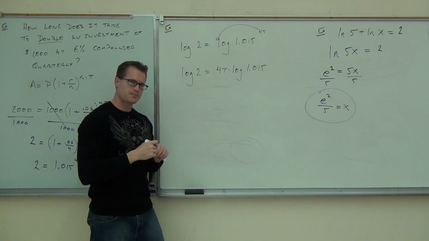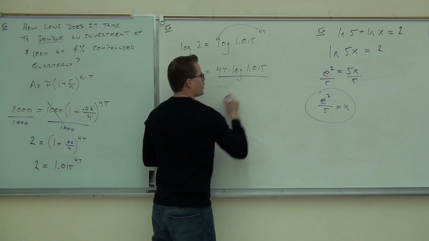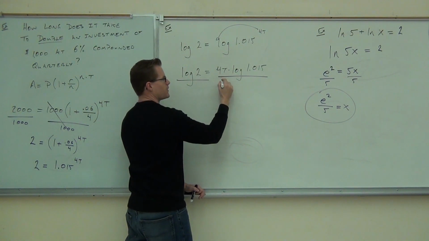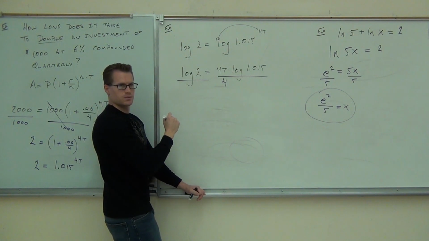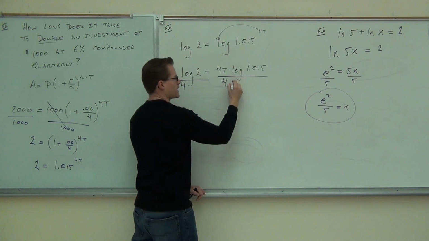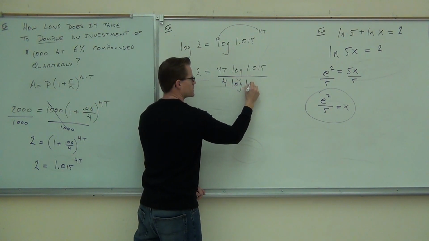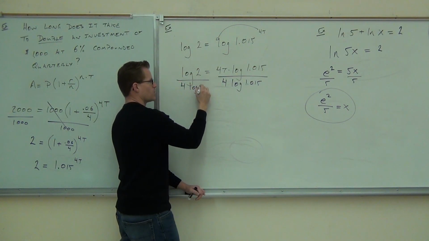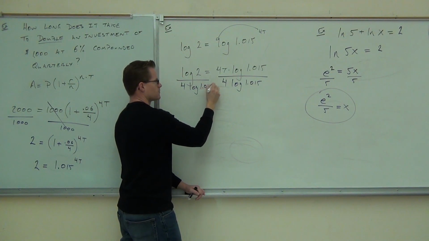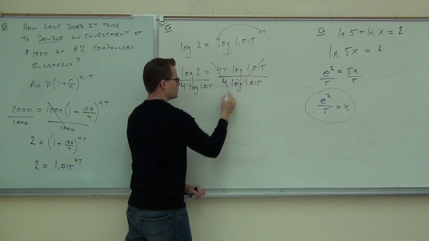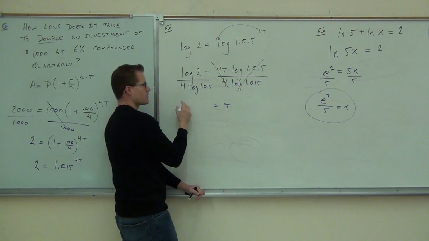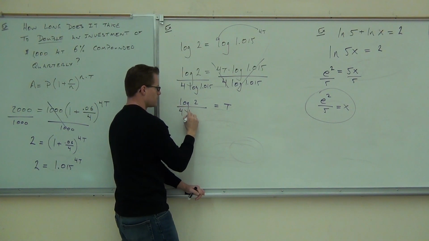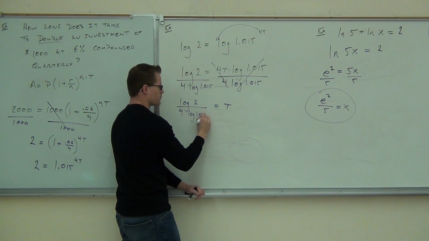Here's some fancy math. Divide by all the numbers you need to get rid of on both sides. So, for instance, you need to divide by 4 to get rid of the 4. Agreed? You also need to divide by log of 1.015 to get rid of the log of 1.015. Do that on both sides. You get t on the left. You get log of 2 over 4 log of 1.015.